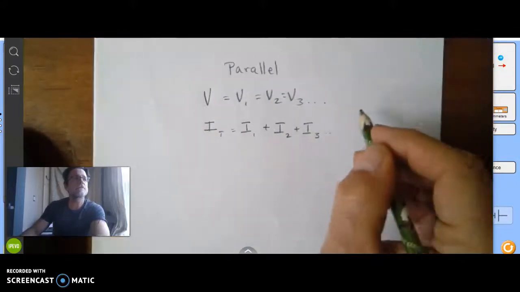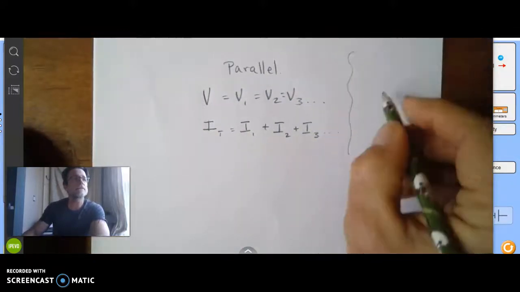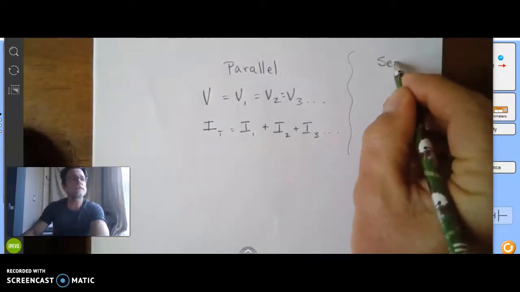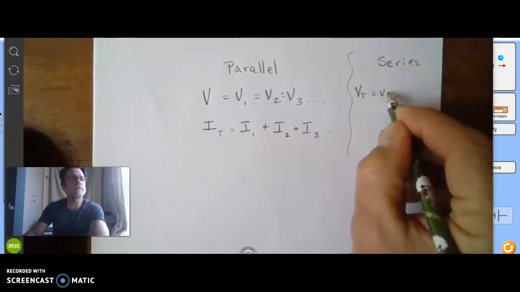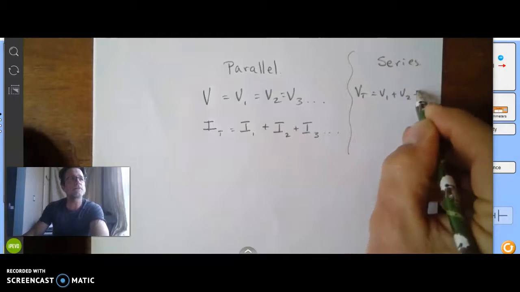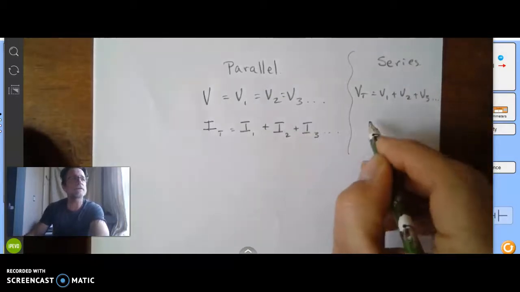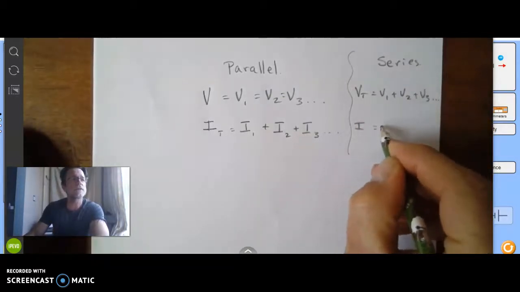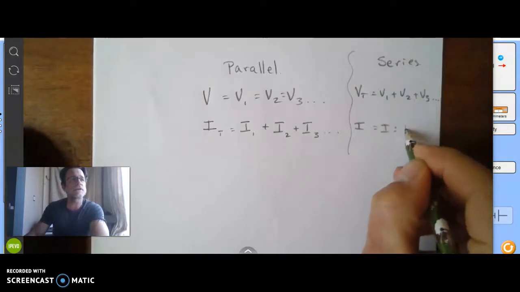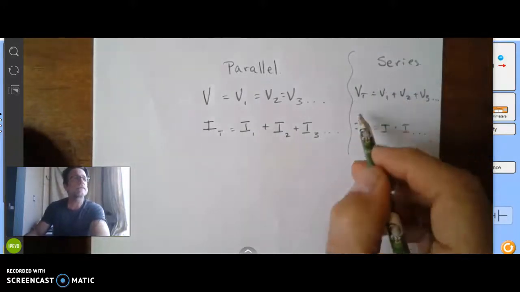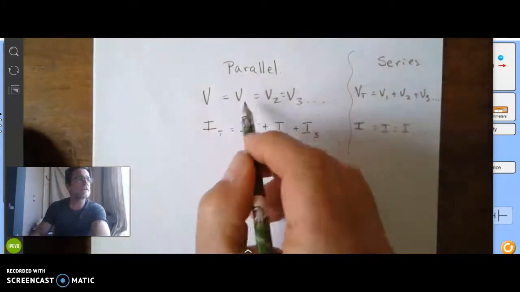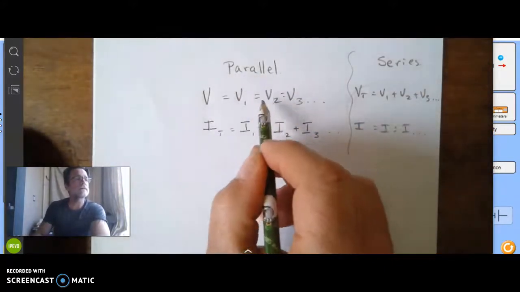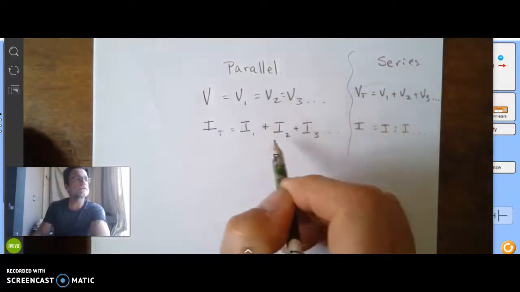Okay, and if you remember, let's put over here, this is what we should already know. In series, we had the total voltage is equal to V1 plus V2 plus V3, etc. And then the current was equal to current, which is equal to current all the way through. And so this is what we were coming from, and this is parallel now. We're learning, and you should see that the voltage is the same here.